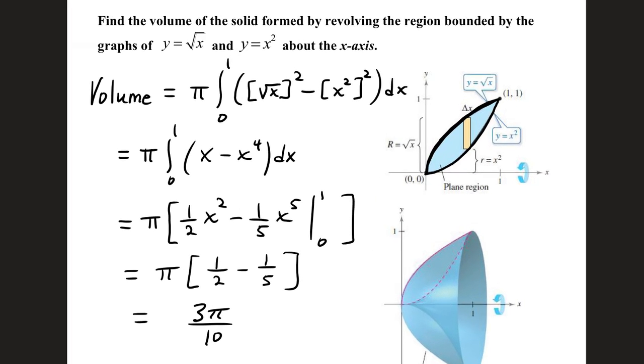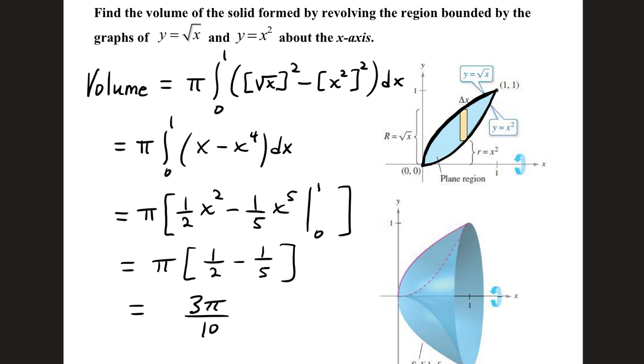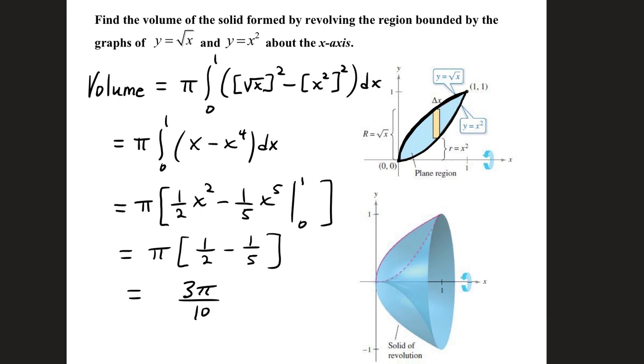Okay, let's look at this example. We're going to find the volume of the solid formed by revolving the region bounded by the graphs of y equals square root of x and y equals x squared about the x-axis. I don't want to zoom in too far. Let me zoom out just a little bit, actually. Here we go.